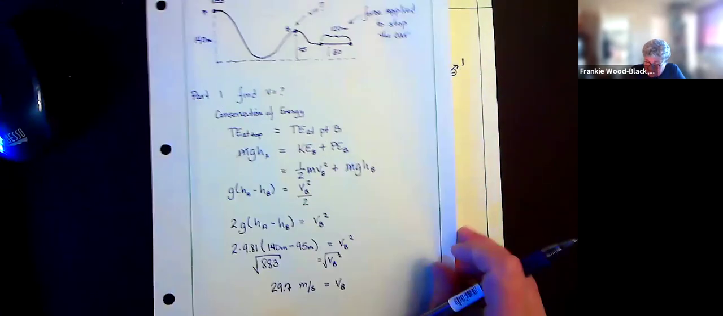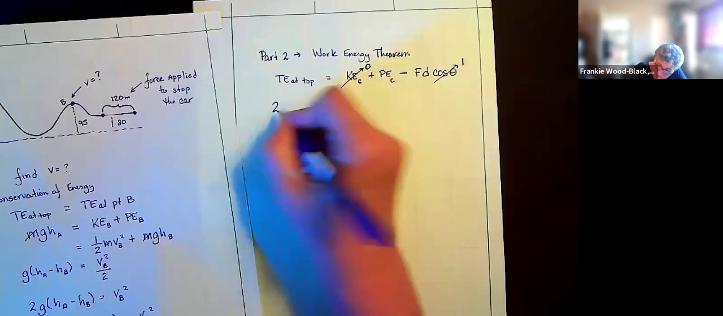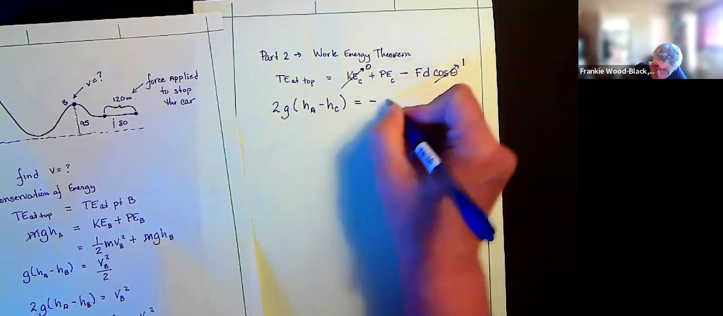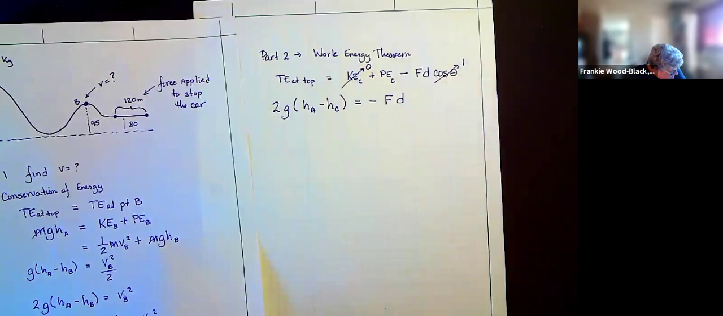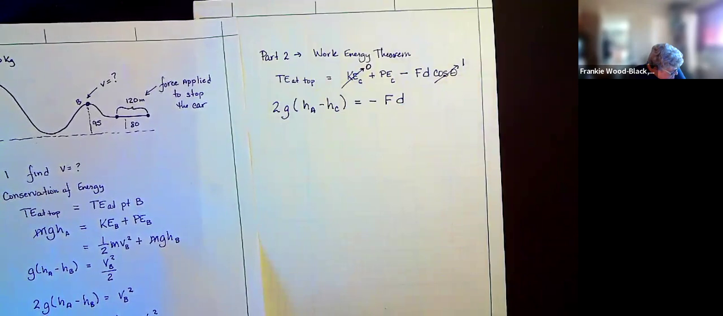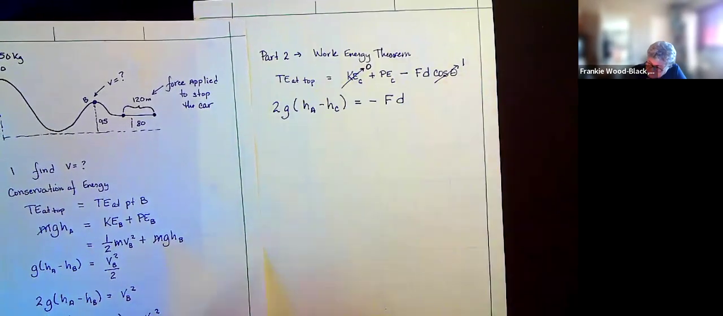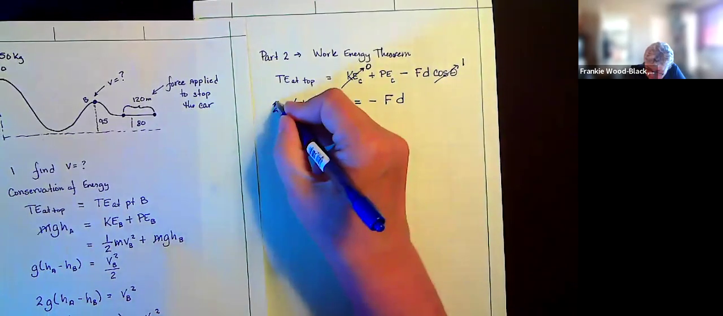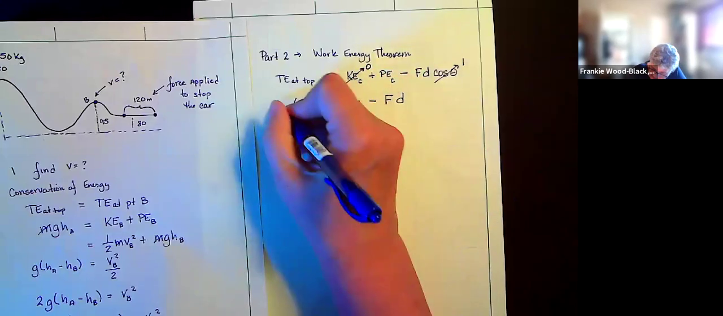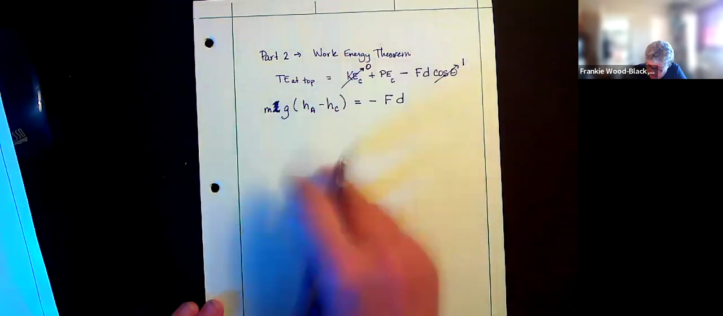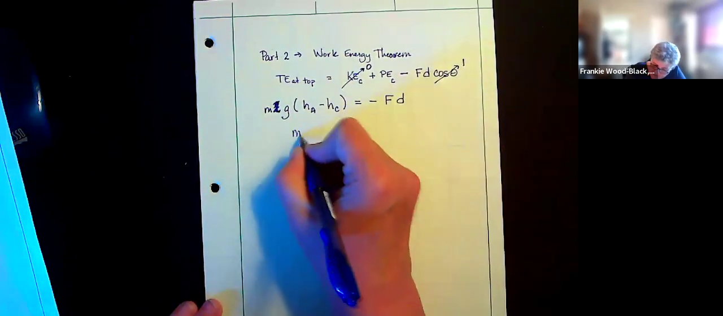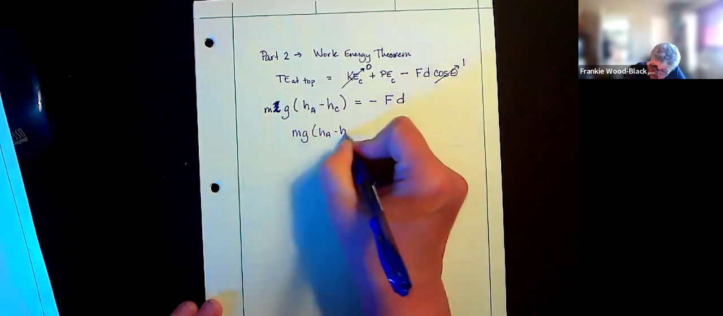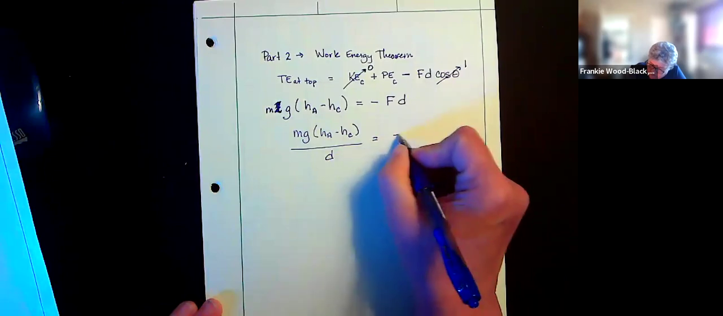So we're going to end up doing the exact same thing that we've done here. So I'm going to end up with 2g(h_A minus h_C) is going to equal the negative force that's applied times my distance. No, that's not a 2. I have to have my mass in here at this point. Sorry. mg, there we go. Because the 2 comes from that, and so we've got that part there. We're solving for force, so I'm going to get mg(h_A minus h_C) divided by my distance is going to equal the force that has to be applied.